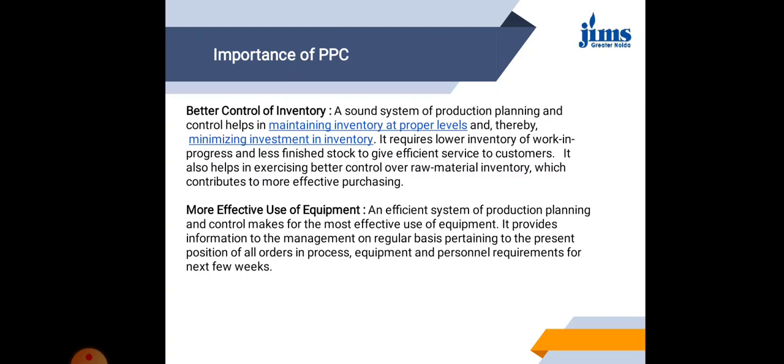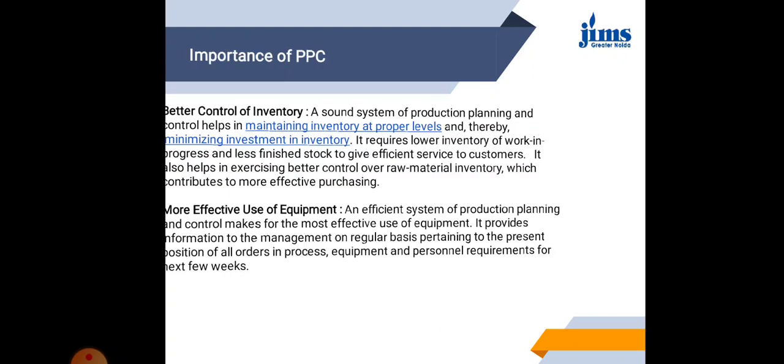Next point, a good production planning and control mechanism helps in effective use of equipment, machinery, and tools. It provides information to the management on a regular basis pertaining to the position and condition of all the orders in process, the equipment, and the people requirements for the next few weeks or few months.